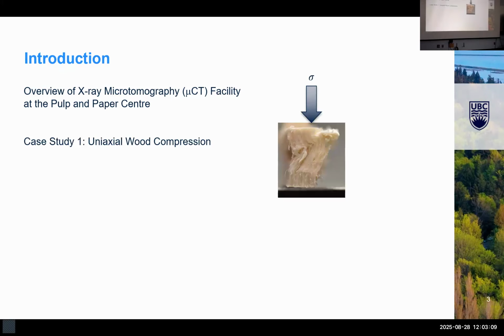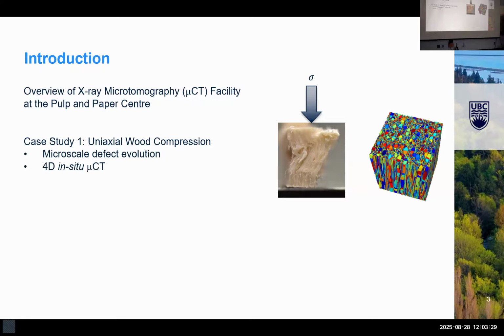And then look at an application of this tool to a study that we did a little while ago, looking at uniaxial compression of wood. So that's along the grain looking like that. And in that instance, we were interested in assessing the microscale defect evolution. So how the fibers are deforming over increasing levels of strain. And the tool we used for that, we developed a neat image processing pipeline to track these wood volumes over time with 3D deformation profiles.